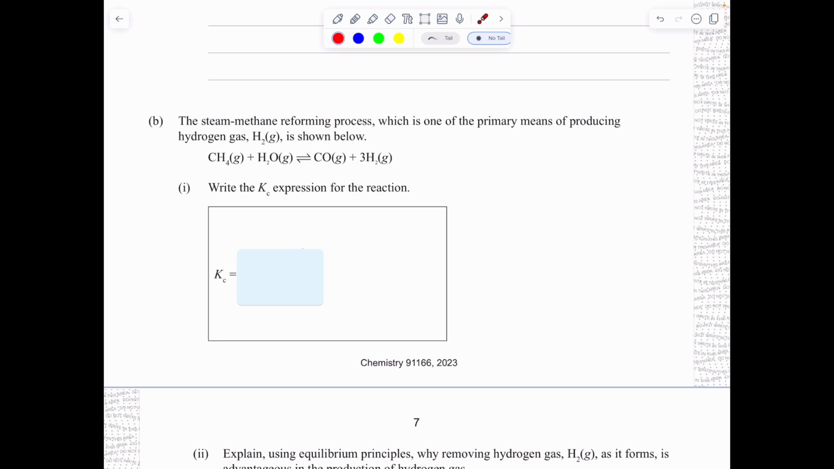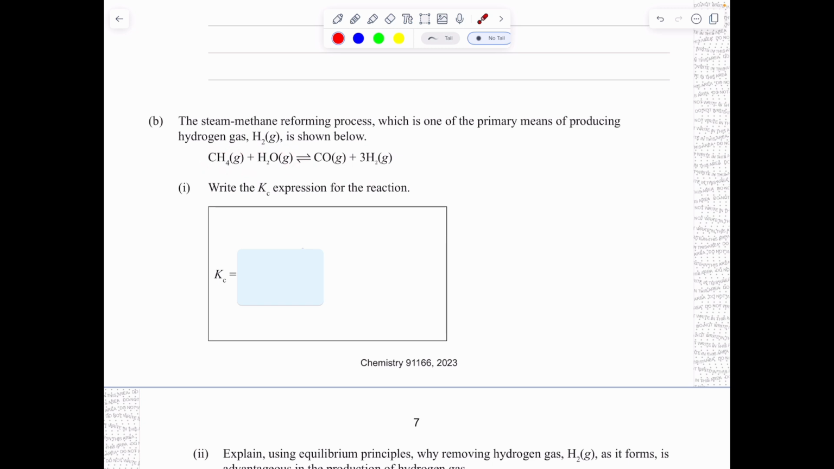Part B. The steam methane reforming process, which is one of the primary means of producing hydrogen gas, is shown below. Write the Kc expression for the reaction. Just a reminder, Kc is an equilibrium constant, which shows the proportion of products to reactants during equilibrium. And equilibrium is when the forwards rate of reaction is the same as the backwards rate of reaction. So once that equilibrium spot is hit, Kc shows us the proportion of products to reactants.